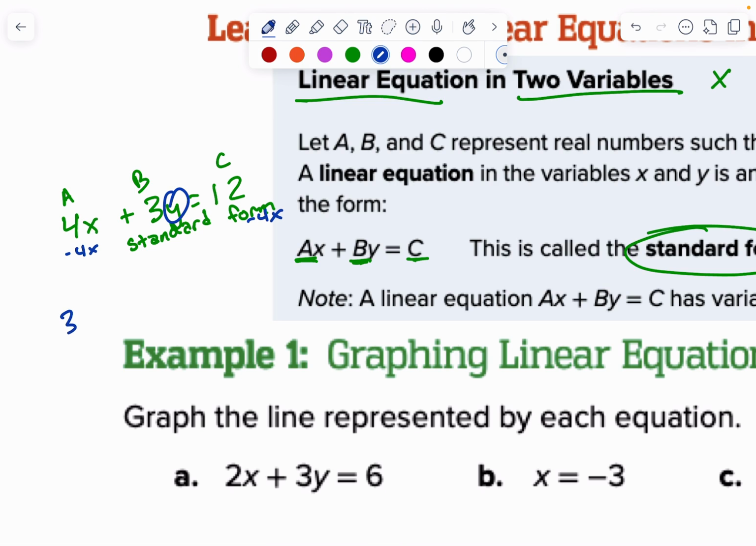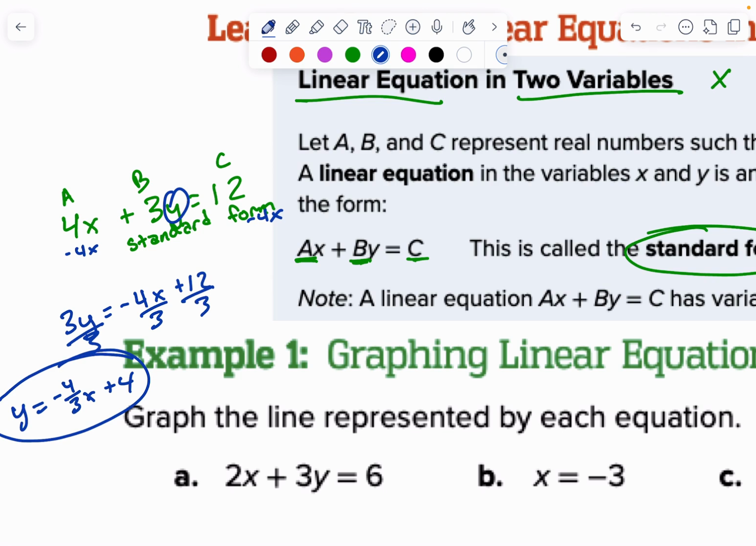Okay, so I have 3y is equal to -4x plus 12. I usually put the x first, so it's in mx plus b form, right? And then I'm going to divide by 3 on everything. And so I have y equals -4/3 x plus 4. This is the same as this guy, except this is in slope-intercept form, okay? So that's how that works, all right?